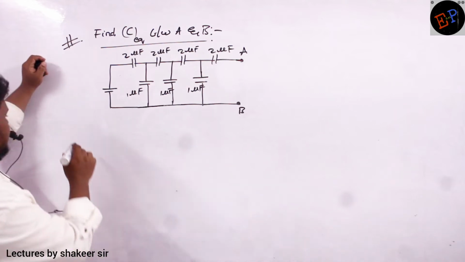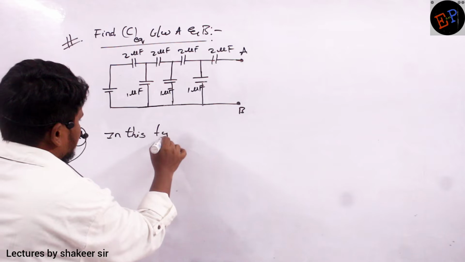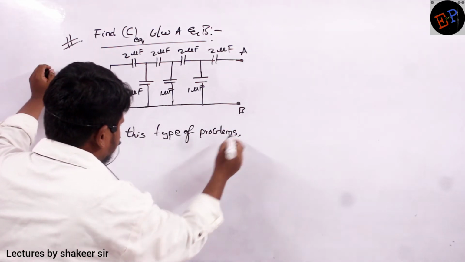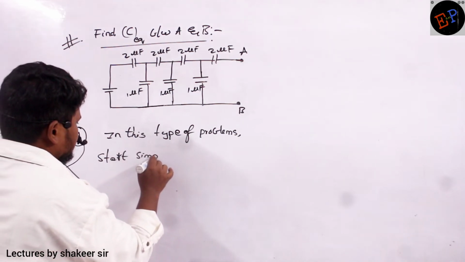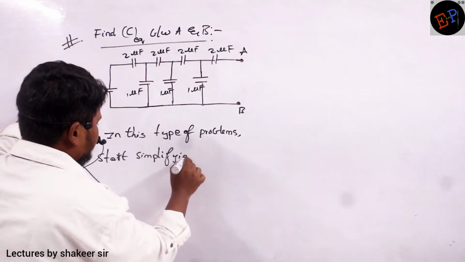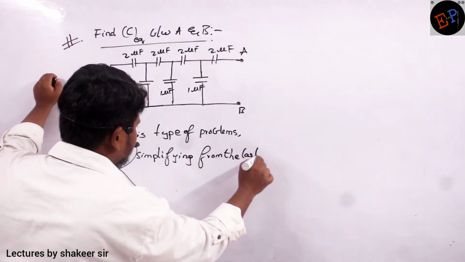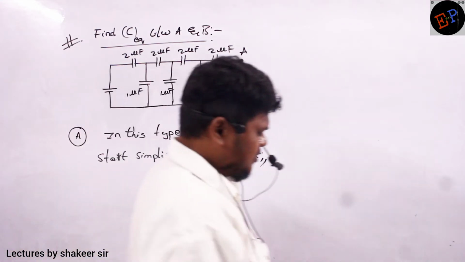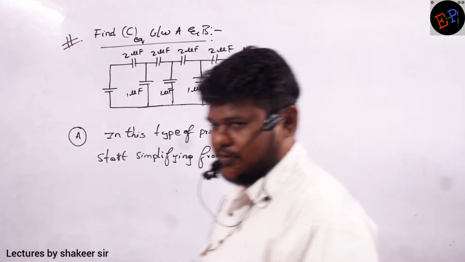See, in this type of problems, start simplifying from the last. Wherever this type of circuit is given, you should try to solve it from the back side of the circuit. Clear, no?